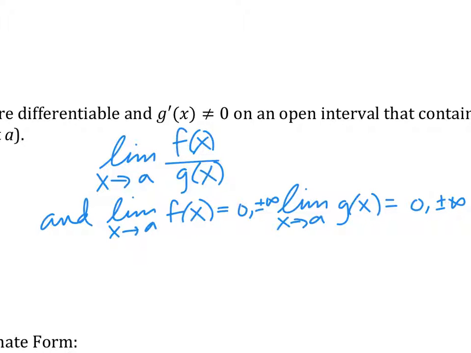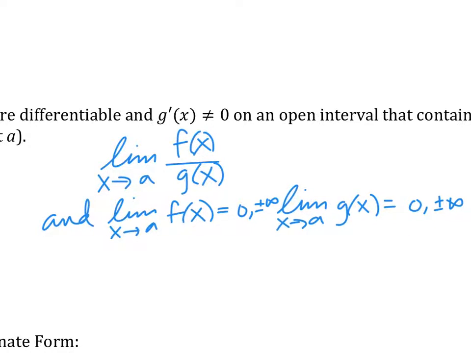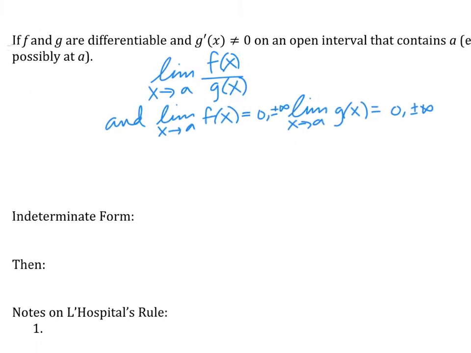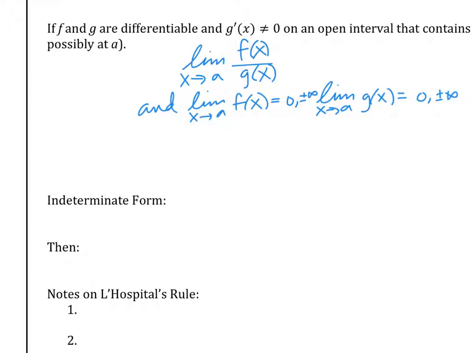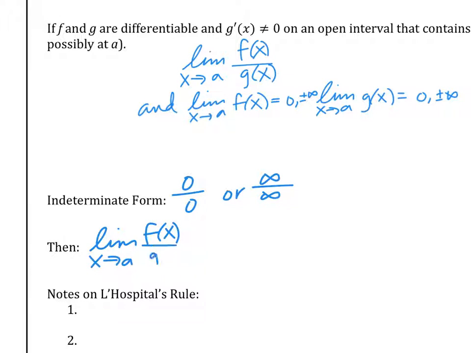If any of those things happens, so basically if you get the indeterminate form, 0 over 0 or infinity over infinity or plus or minus versions of those, then the limit as x goes to a of f of x over g of x is the same as taking the derivatives and then plugging that number in.